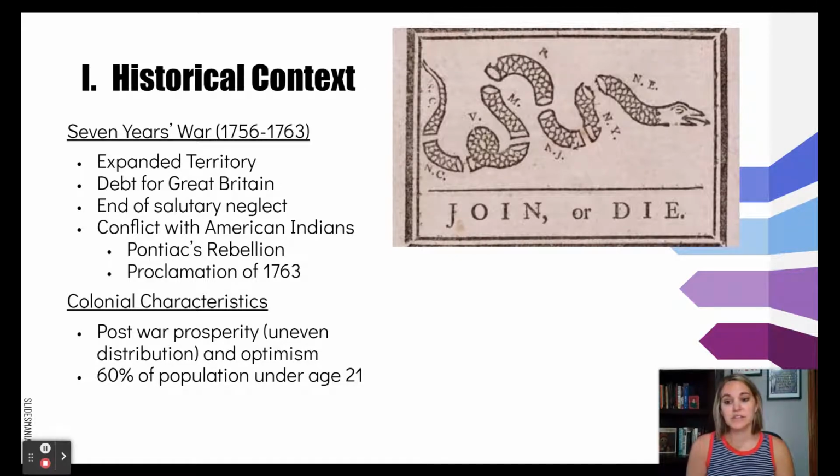Some basic colonial characteristics to pay attention to: there is significant post-war prosperity, but it is unevenly distributed amongst the citizens, and there's some general optimism within the colonies. Additionally, 60% of the population is under age 21. You can think about how that would impact this colonial movement. Young people tend to be more willing to engage in risks, like an independence movement. They also feel less connected to the British Empire. There's a variety of other things that having a young population could impact. Those are just a couple of ideas.